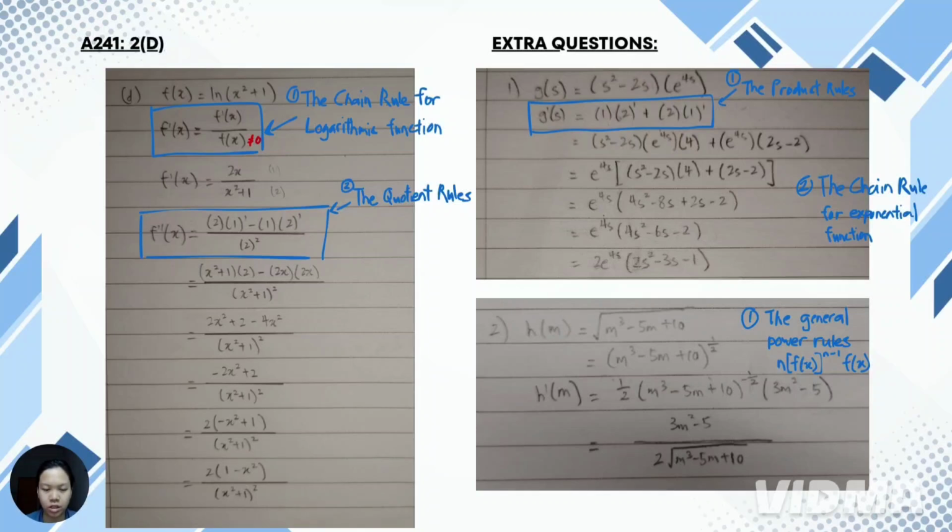And the final answer is shown in fraction form, which is 3m squared minus 5 as the numerator, and 2 times square root of m cubed minus 5m plus 10 as the denominator. This is the final answer for the last question.